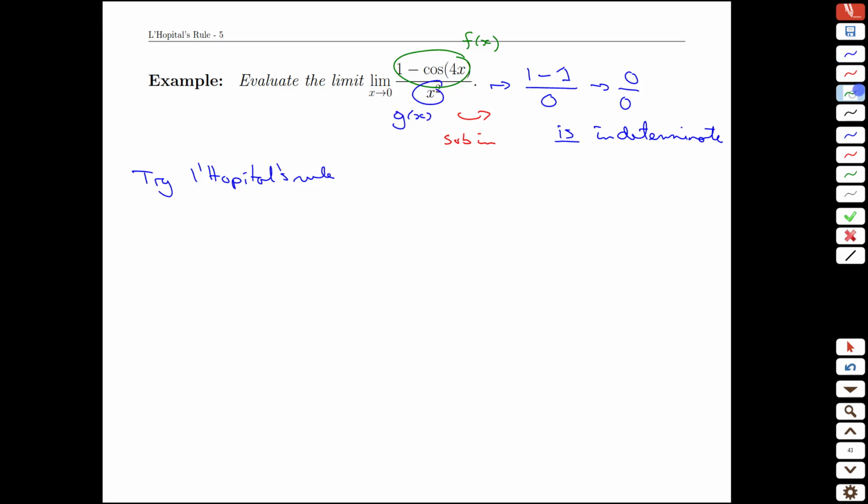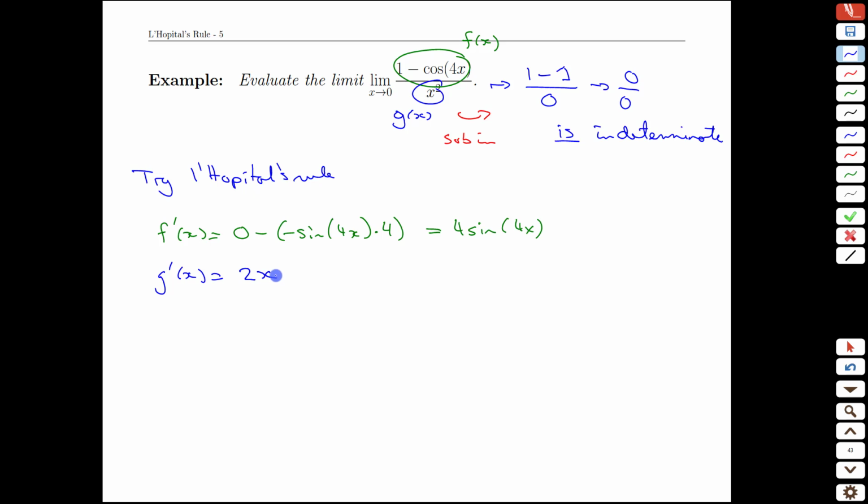And if we do that, our f prime of x, we'll just do the derivative here, is 1 minus cos as a function, so the derivative is 0 minus the derivative of cos, which is negative sine of 4x. And then we have a 4 inside, so we'll multiply by that. And that'll give us overall positive 4 sine of 4x. Likewise, the g prime, on the denominator we have x squared, its derivative will be just 2x.